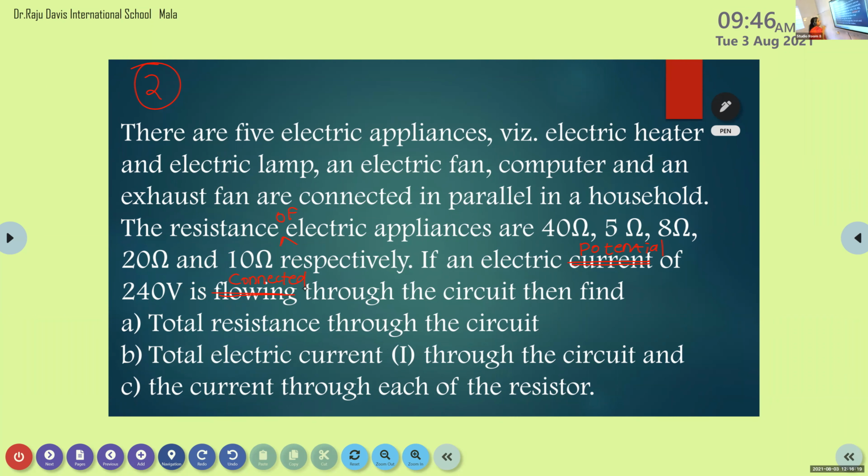There are some corrections in this question. There are 5 electric appliances: electric heater, electric lamp, electric fan, computer and exhaust fan, connected in parallel in a household. The resistances are 40 ohm, 5 ohm, 8 ohm, 20 ohm and 10 ohm respectively. If an electric potential of 240 volt is connected through the circuit, then find the total resistance, total electric current and the current through each resistor. This is a 5-mark question. You can expect a long answer question like this from the chapter electricity.